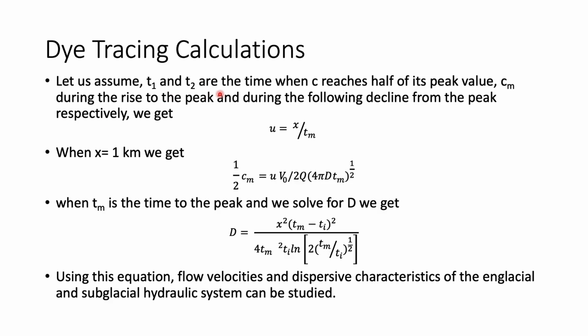If we assume that T1 and T2 are the times when the concentration reaches half of its peak value, Cm, during the rise to the peak and during the following decline from the peak respectively, then what we get is u = x/Tm. When x is equal to 1 kilometer, we have this particular equation. When Tm is the time to the peak and we solve for D, we get this final equation. Using this equation, we can find out the flow velocities and the dispersive characteristics of the englacial and subglacial hydraulic systems which we are studying.